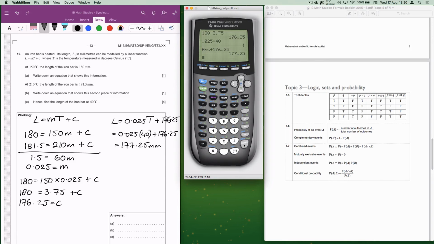And that's millimeters. So let's just fill in our answers here. For part A, we've written our equations down: 180 equals 150m plus c, and 181.5 equals 210m plus c. And lastly, the answer is 177.25 millimeters. Okay, and that's question 12.